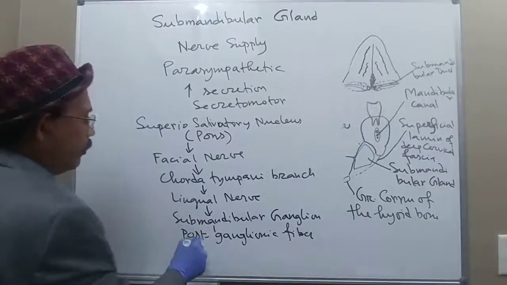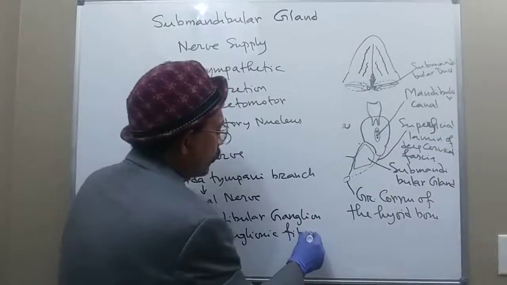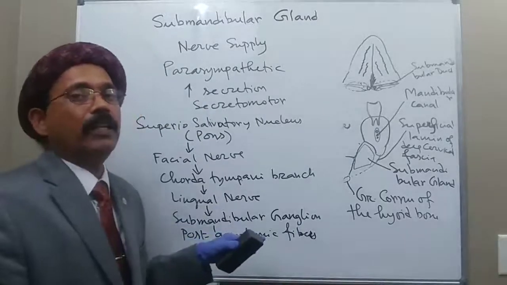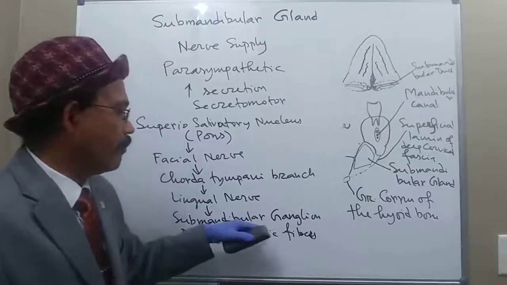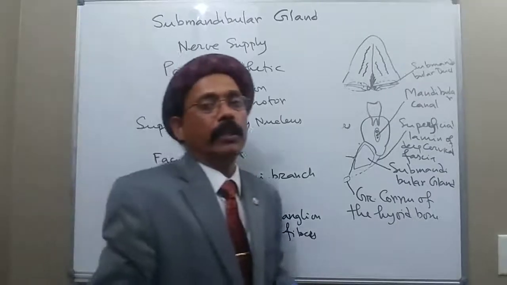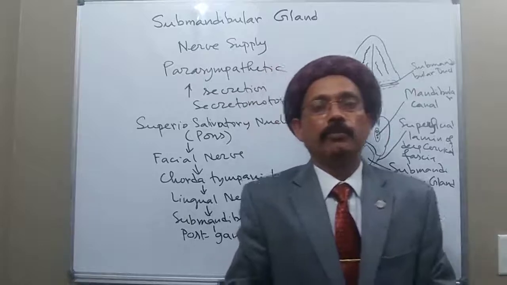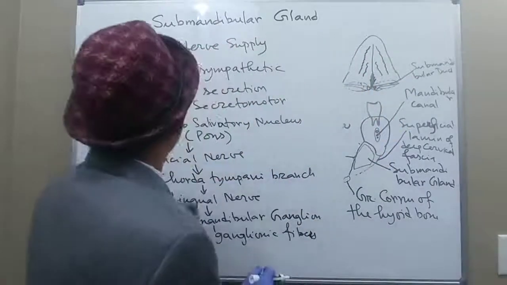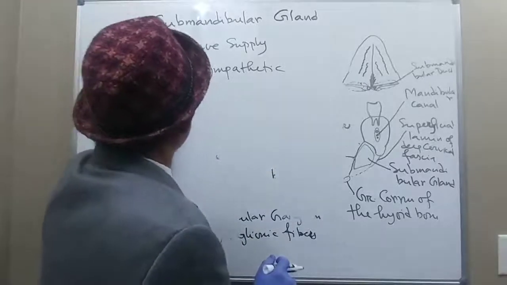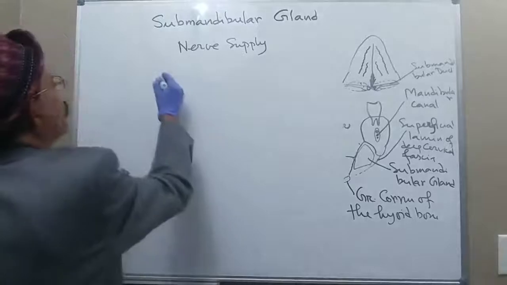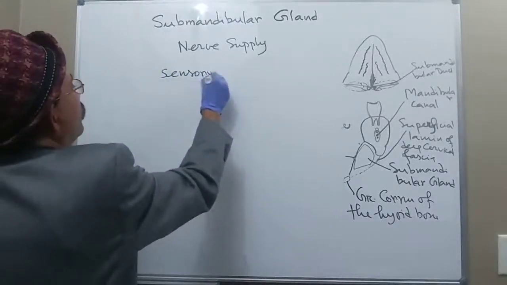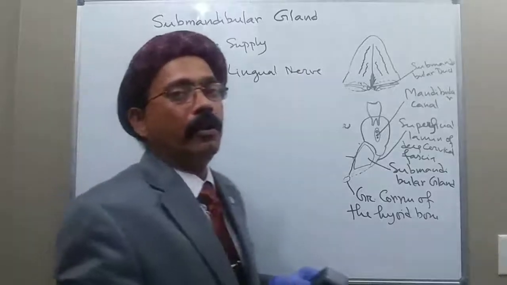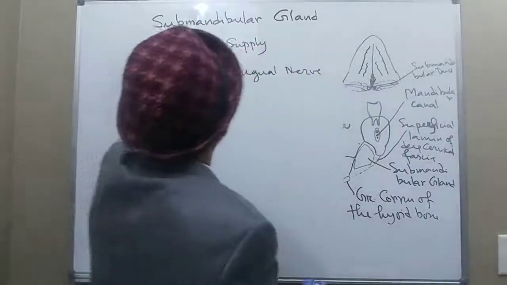Okay, postganglionic fibers will go to the submandibular salivary gland and the sublingual salivary gland. Okay, from the submandibular ganglion, we get the postganglionic parasympathetic fibers to the submandibular salivary gland and to the sublingual salivary gland. Okay, we got the parasympathetic. Then we go to the sensory. Sensory is very simple. Sensory nerve is carried by the lingual nerve. Lingual nerve is a branch of the mandibular nerve. We got that. The nerve supply.